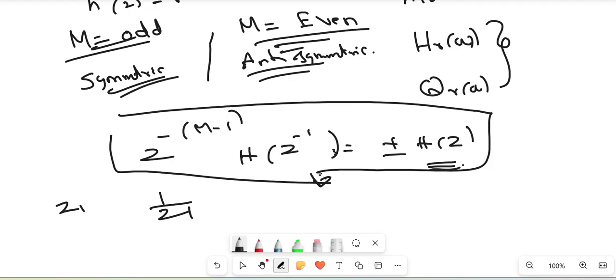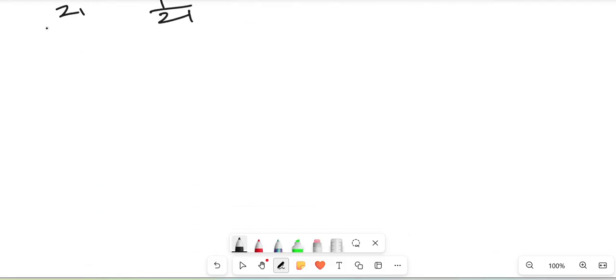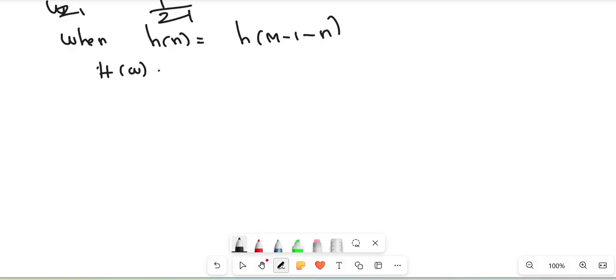So, for example, for the symmetry condition, I will write the expression in this video, when h of n is symmetric, meaning h of M minus 1 minus n. Now you can write H of omega, the magnitude response, as a real term H r of omega into e power minus j omega alpha, where alpha is equal to M minus 1 by 2.